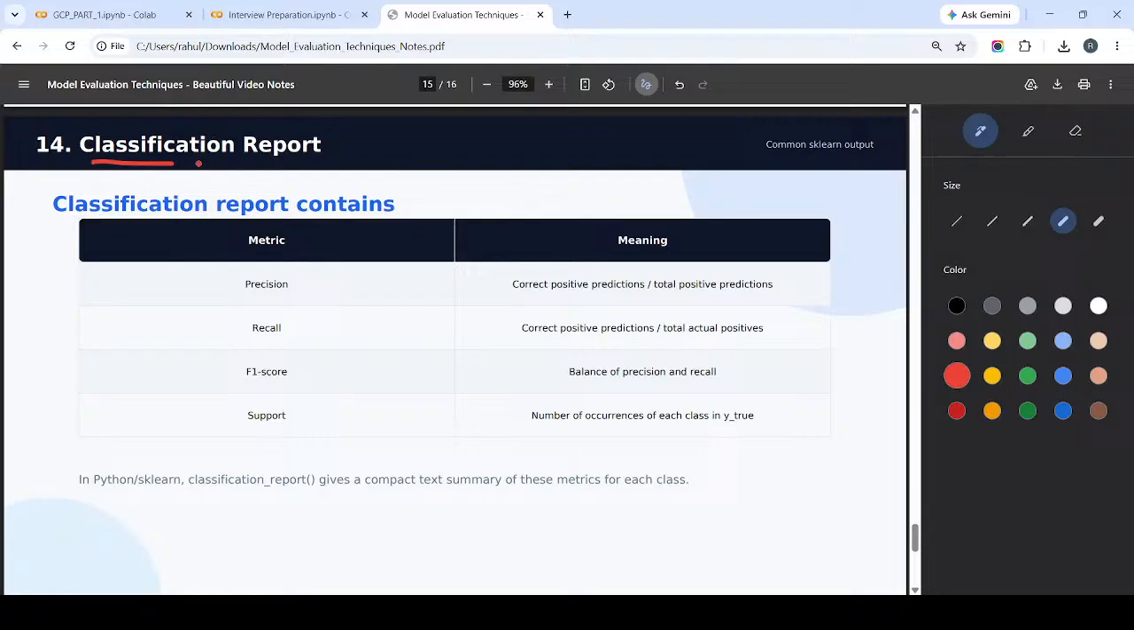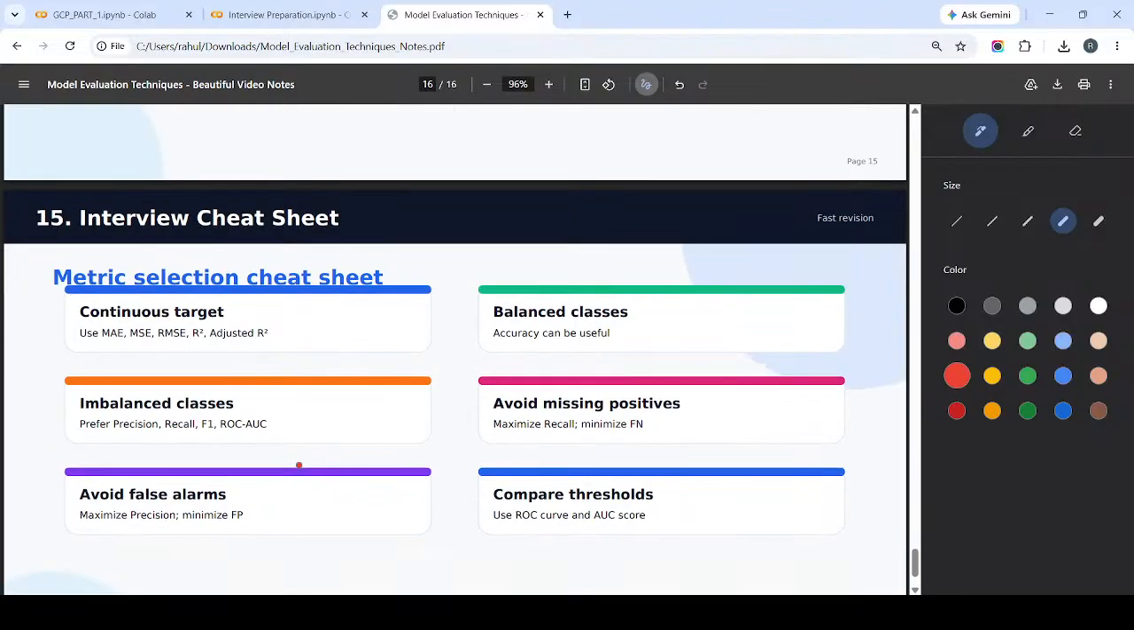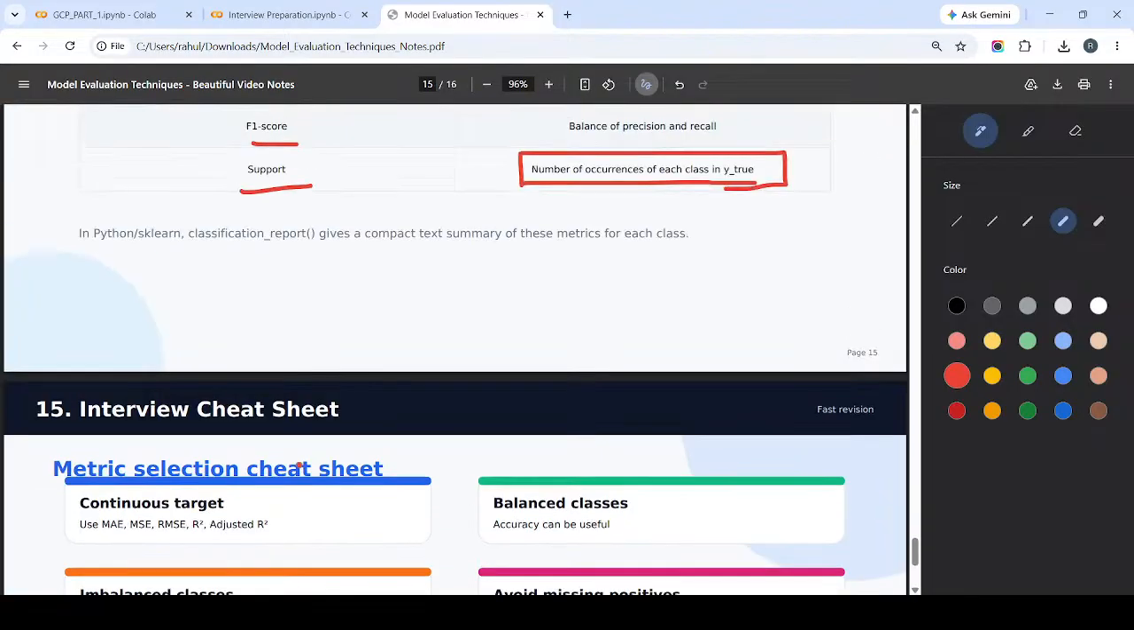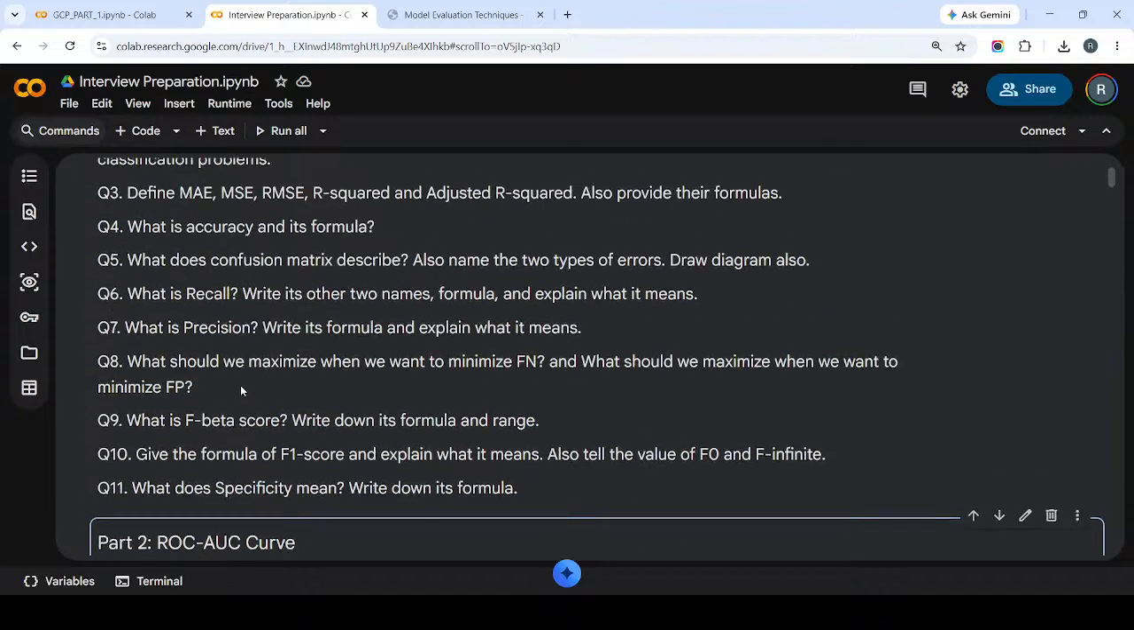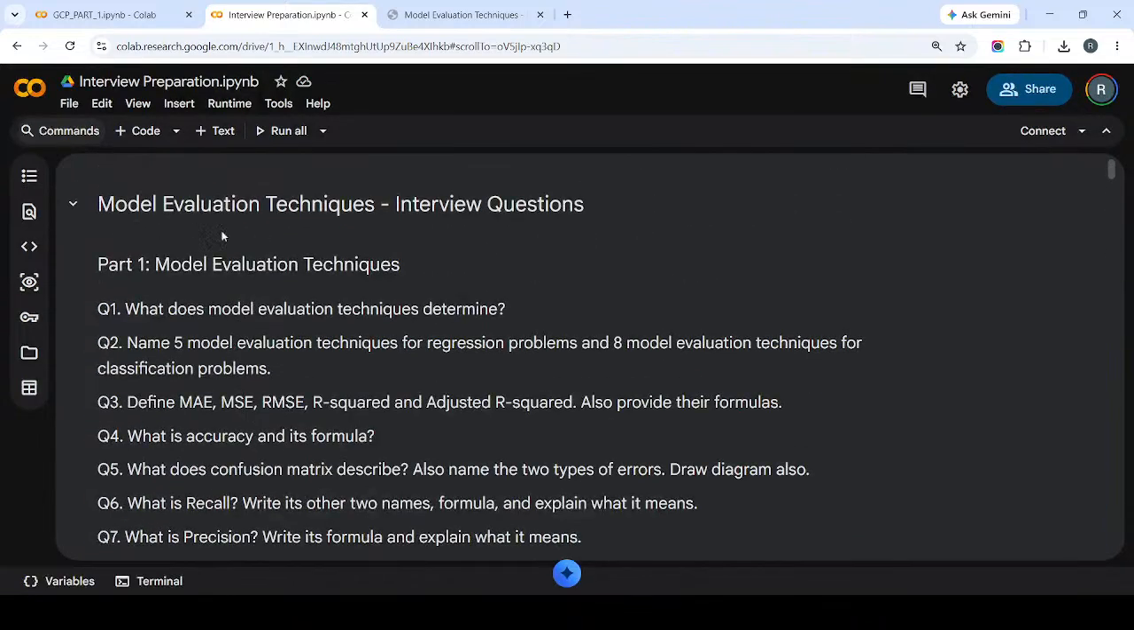Now the classification report. The classification report contains precision, recall, F1 score, and support. Support means the number of occurrences of each class in y. So it shows the number of occurrences. Okay, so this is the answer for these model evaluation techniques.